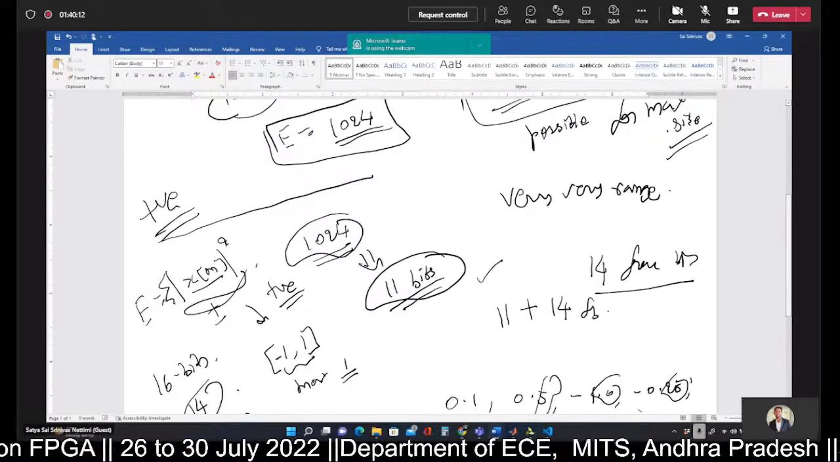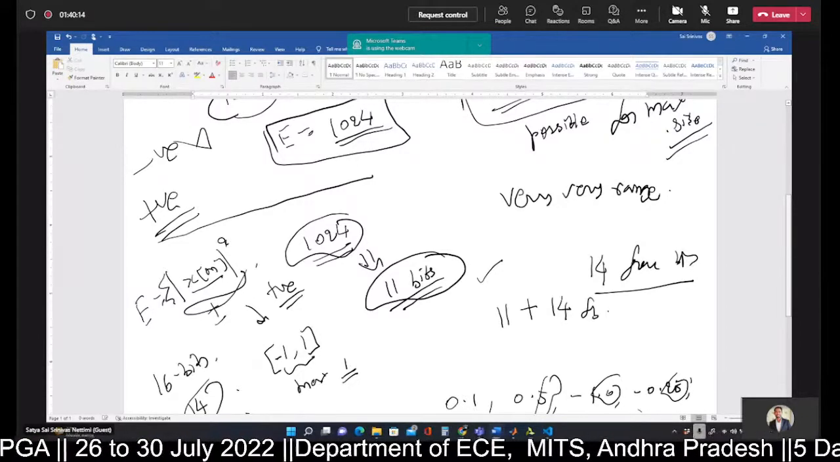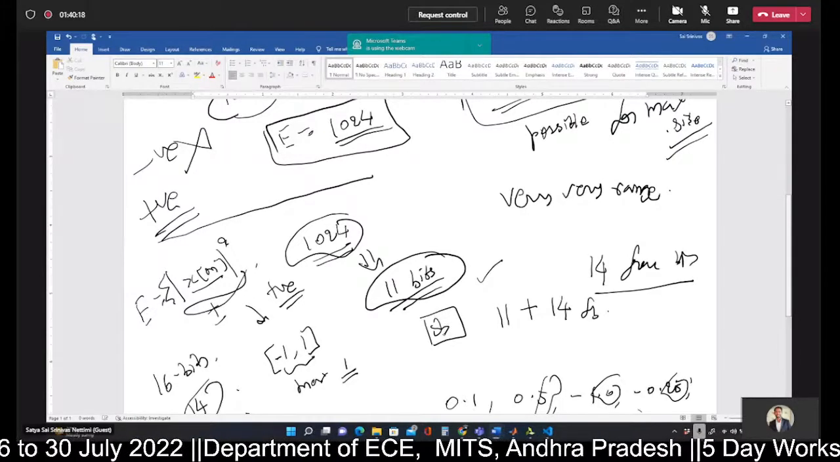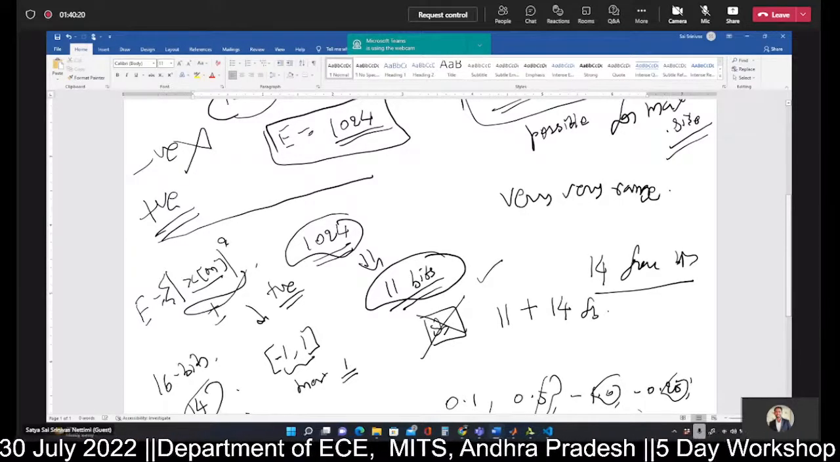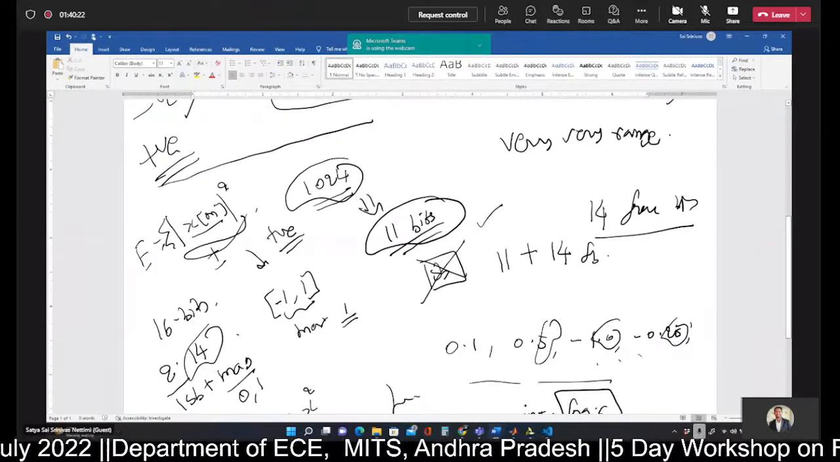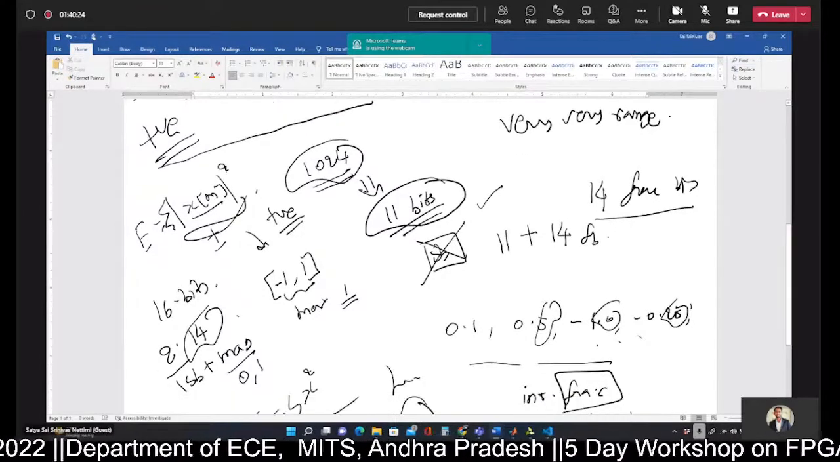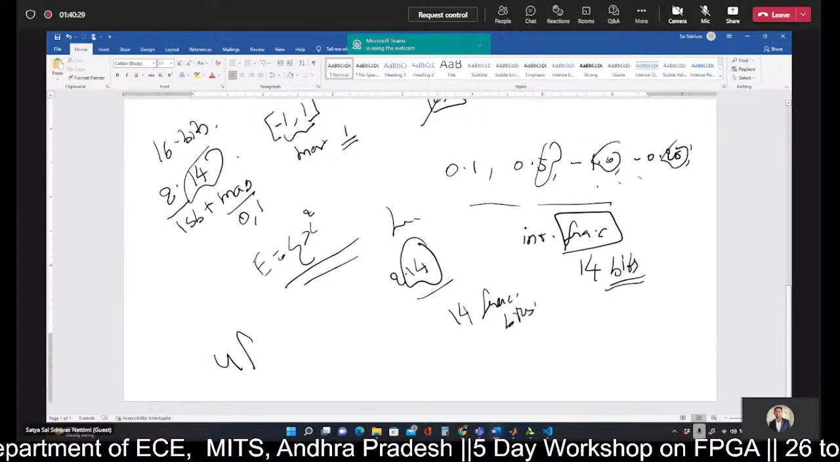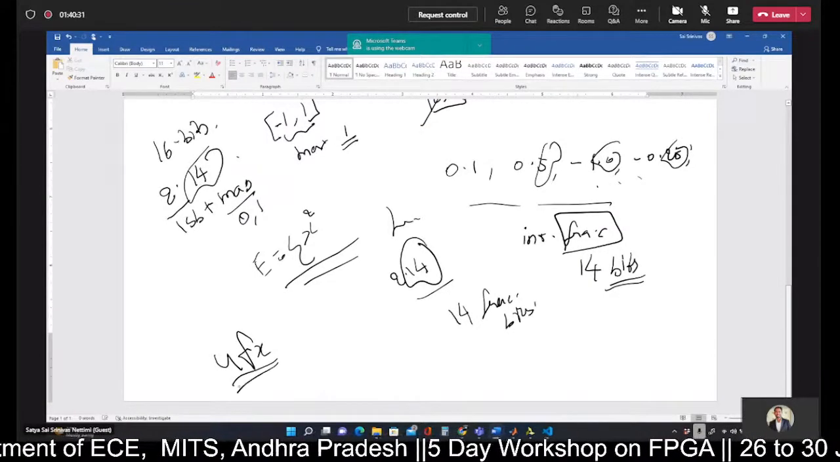There is no scope for the energy value to be negative. So in this case we don't require a sign bit, and without a sign bit we can still work. We call this format the unsigned fixed point format, UFX.